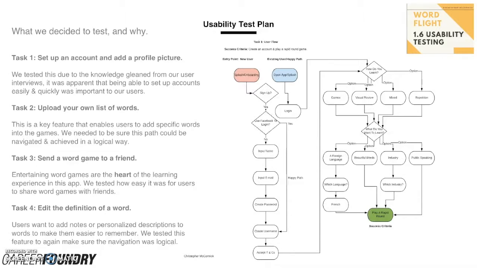Task 3, send a word game to a friend. The gamification of this app is the epicenter of it, and we know that if she can link in with her friends, that's going to help her engagement levels within the app, and also it would promote the app to other people. So that's a very important thing. It needs to be really super easy to do.